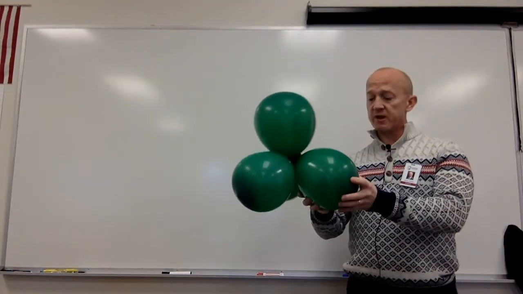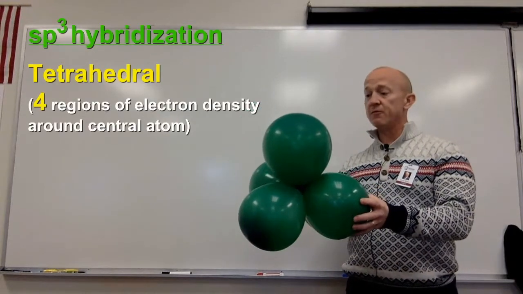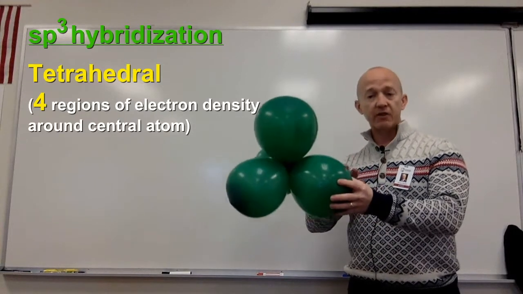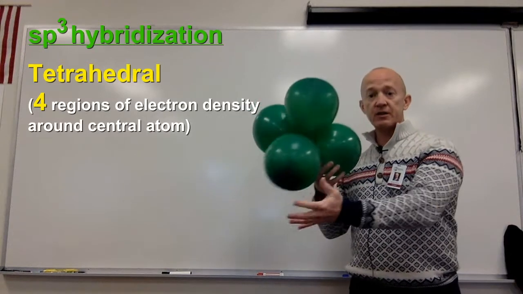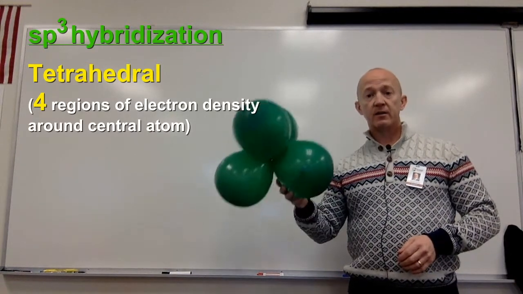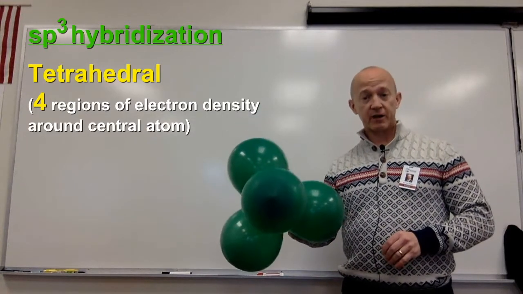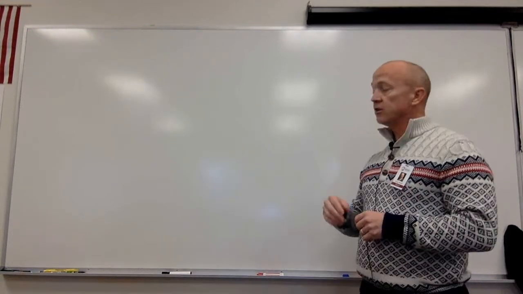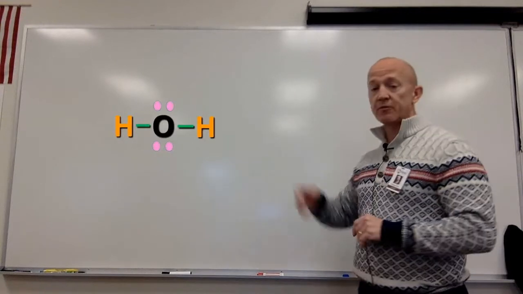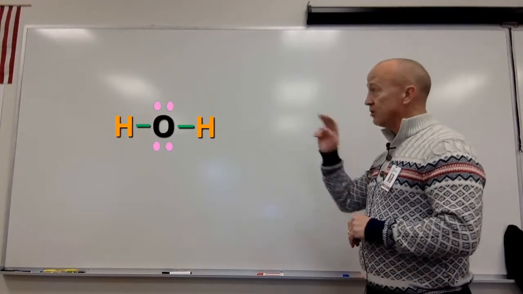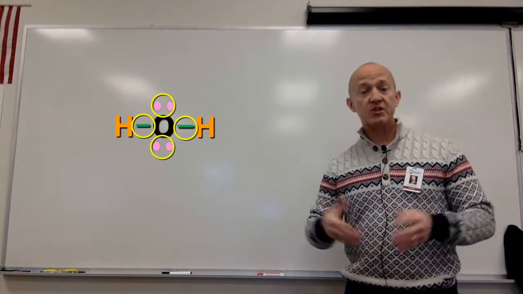This shape has a special name. We call this tetrahedral. The tetrahedral shape involves 4 regions of electron density. So whenever you have an atom that has 4 areas of electron density around it, we call that sp3 hybridization. That even works if there are non-bonding pairs of electrons involved, like in the case of water. In the Lewis structure for water, we can see that oxygen forms a total of 2 sigma bonds with 2 different hydrogen atoms. But it also has 2 leftover pairs of non-bonding electrons. Those are also regions of electron density.